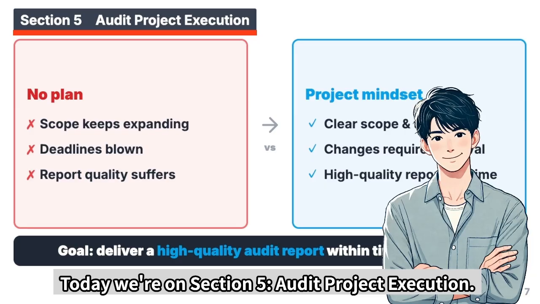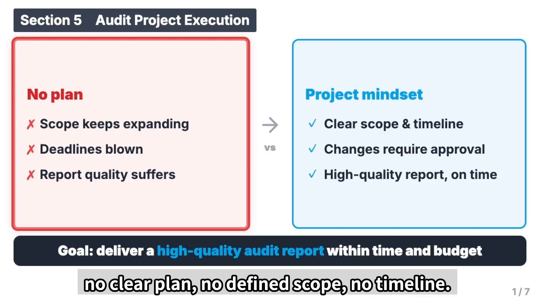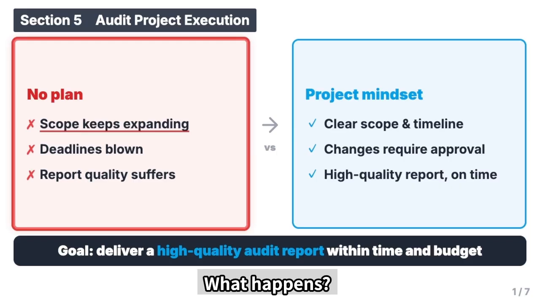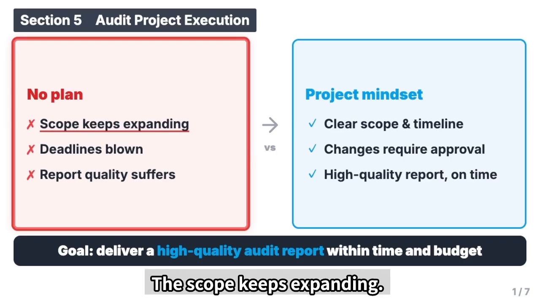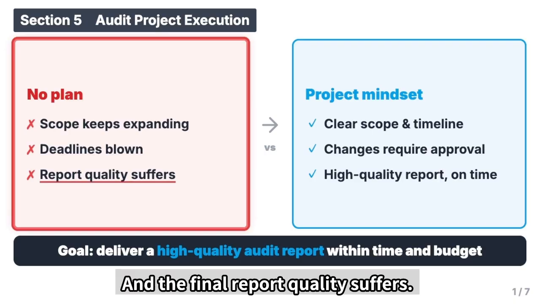Today, we are on section 5, Audit Project Execution. Imagine an auditor who just starts digging. No clear plan, no defined scope, no timeline. What happens? The scope keeps expanding. Deadlines get blown, and the final report quality suffers.